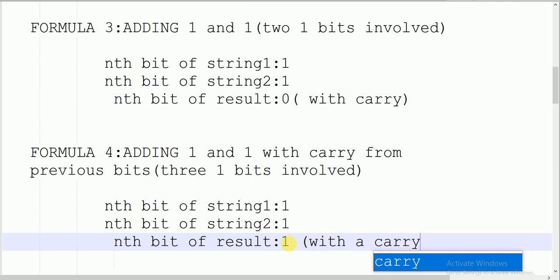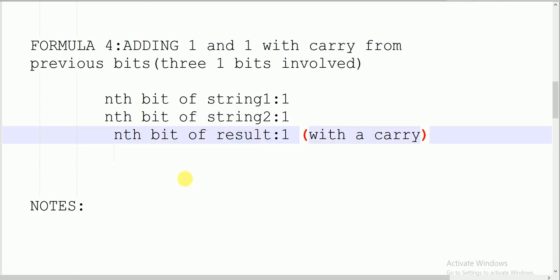So spot the difference, guys. In the previous one I said that there would be no carry from the previous bits and there would be 2 1s, and here there is a carry from the previous bit with 2 1s. In this one, where there is no carry from the previous bit, the result is 0 with a carry. And here, where there is a carry from the previous bit, there is a result of 1 with a carry. So spot the difference here, and this will be very crucial in solving the problems.